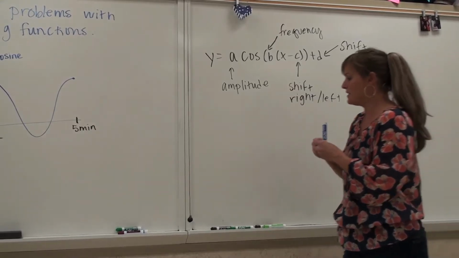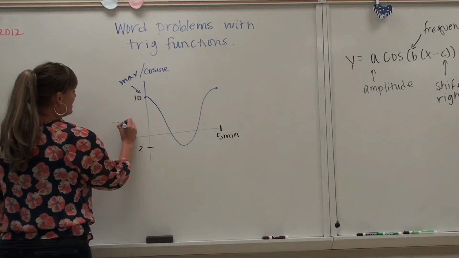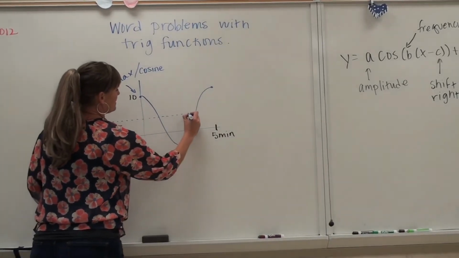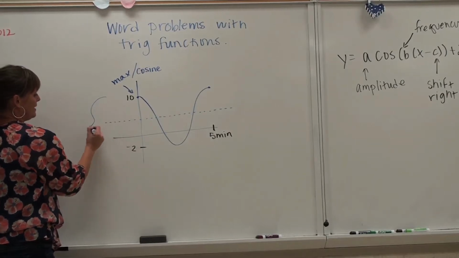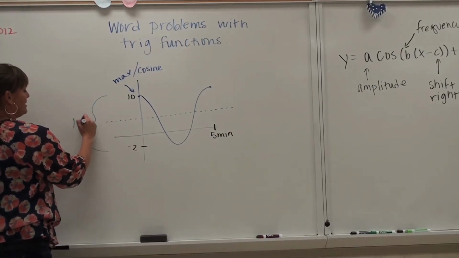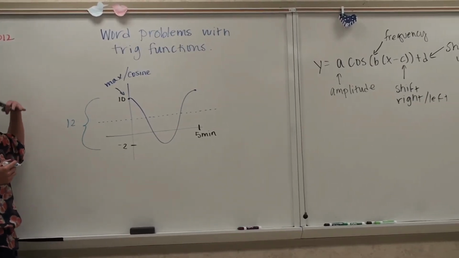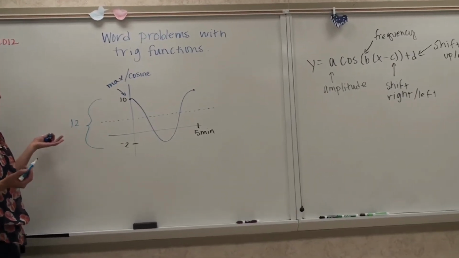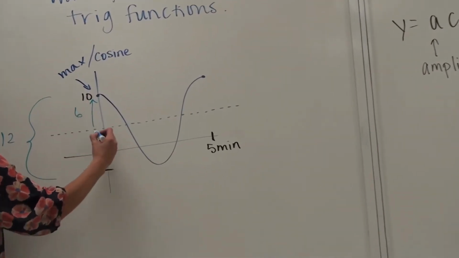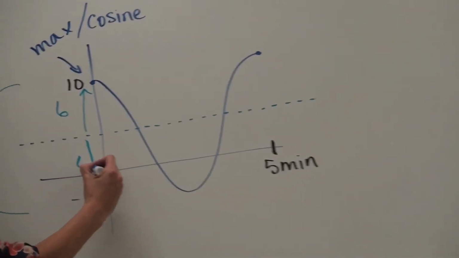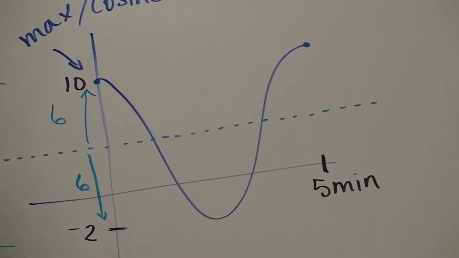Okay, so the first thing that I like to do is draw a line right through the middle of these two things, and that's going to help me figure out what the vertical shift is. So I know that the total distance here between -2 and 10 is 12. So I just have to think in my mind, what's half of 12? Well, half of 12 is equal to 6. So that means I'm going to go up 6, and I'm going to go down 6. So this distance right here is actually equal to the amplitude.